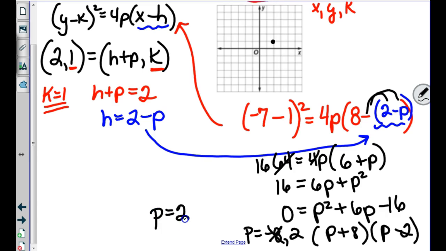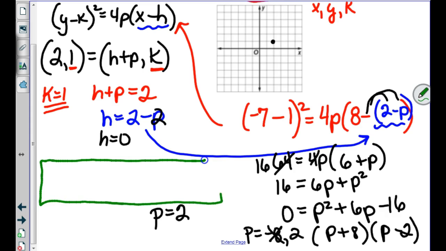All right, so if p is 2, what's h? Yes, if we put this back in here, we get h equals 0. All right, I have very little room left, but I think I can do it. Let's write the equation. I was supposed to be coming up with this equation way up here. So it would say y minus, what's k? 1 equals 4p.